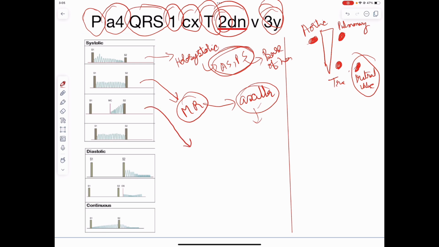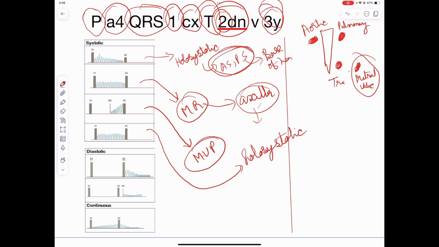Now here this is mitral valve prolapse. That is, up to a certain point the mitral valve was competent, but after a certain point the mitral valve stops, and after that it prolapses. Now this is a holosystolic murmur, seen in ventricular septal defect.